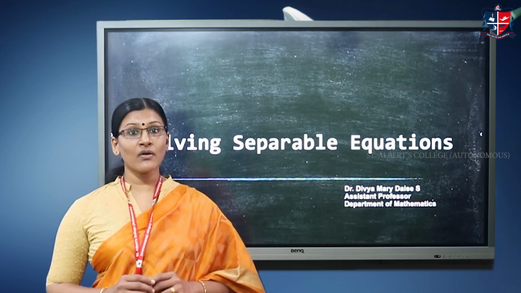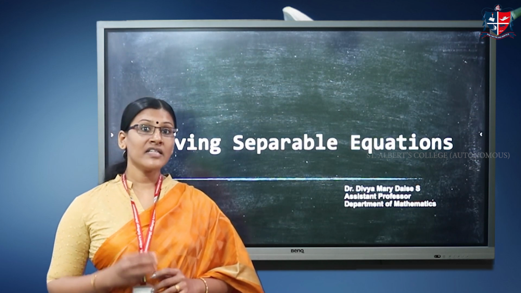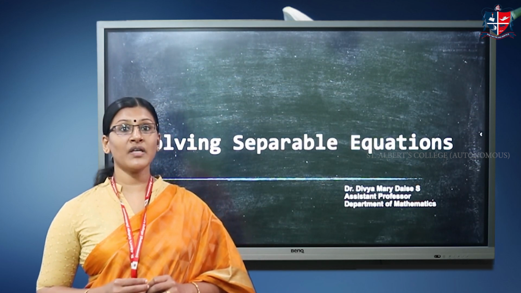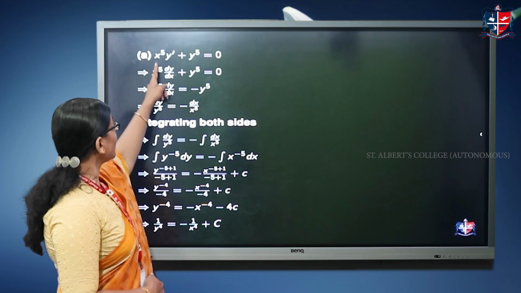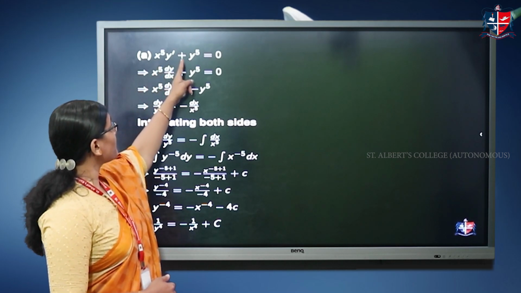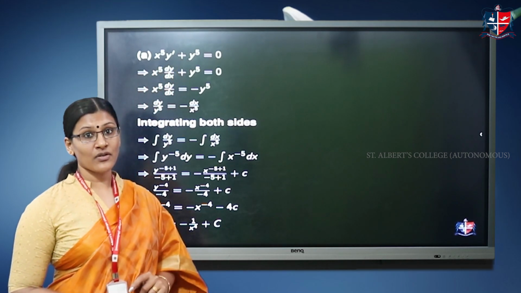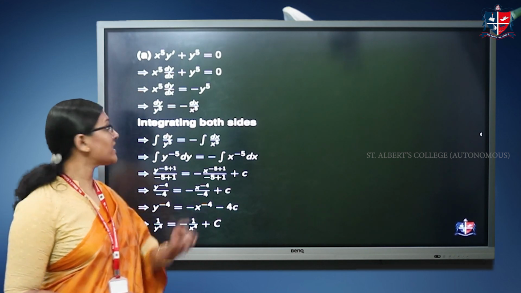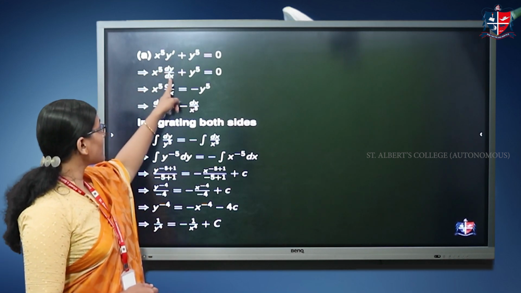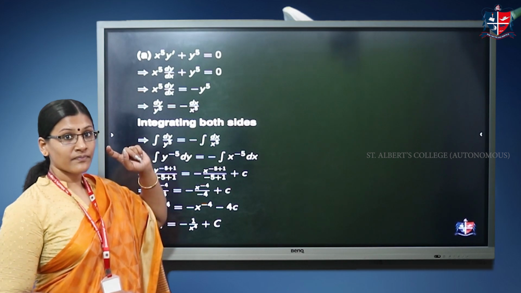Such equations are called separable equations, and these can be used to solve some kinds of first order ordinary differential equations. We will see some more problems on this. Here the equation given is x raised to 5 into y dash plus y raised to 5 equal to 0. First of all, we will write y dash as dy by dx.